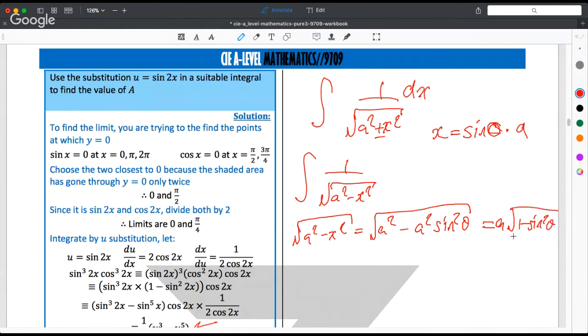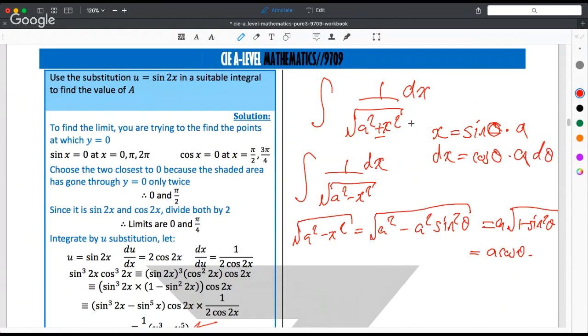So you can already see why this might be a good substitution, because the square root of 1 minus sine squared theta is just cos theta, right, because cos squared theta plus sine squared theta equals 1. And it just so happens that when you take the dx of this, you get a cos theta multiplied by d theta. So you can see we'd get a cos theta on the bottom and a cos theta on the top. Sorry, I need a d theta here.